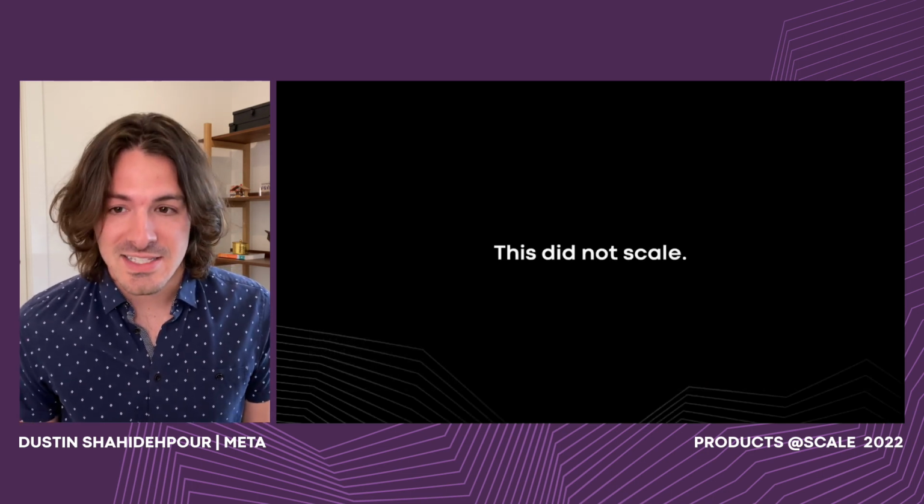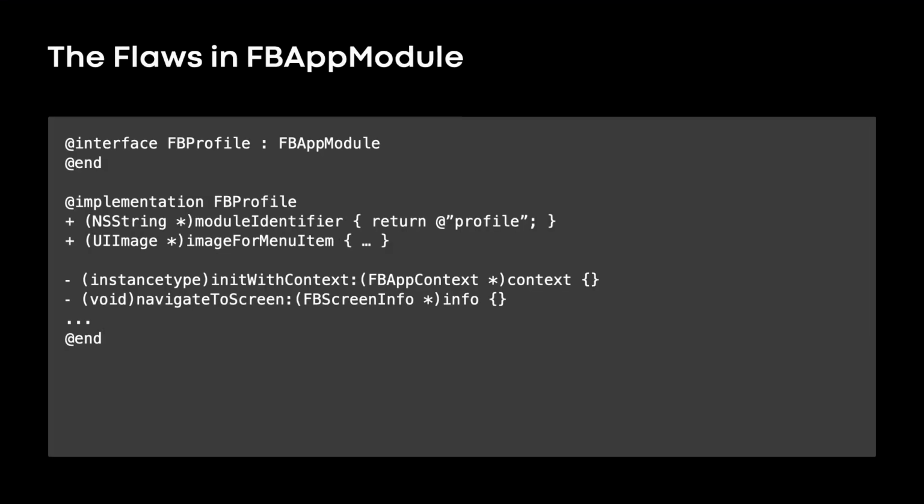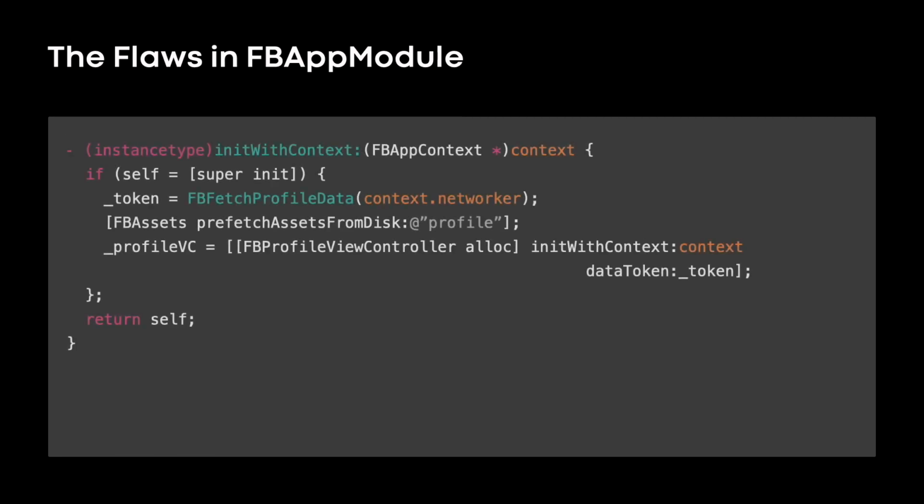Unfortunately, this did not scale. One of the first problems we ever noticed with FBAppModule was here inside of this init with context method. Engineers began to notice as a side effect that this init with context method was being called very early during app startup, and would use this method to do other things besides initialization because it was happening early. They would use it for prefetching data, for loading assets off disk, things to make their product feel snappy.